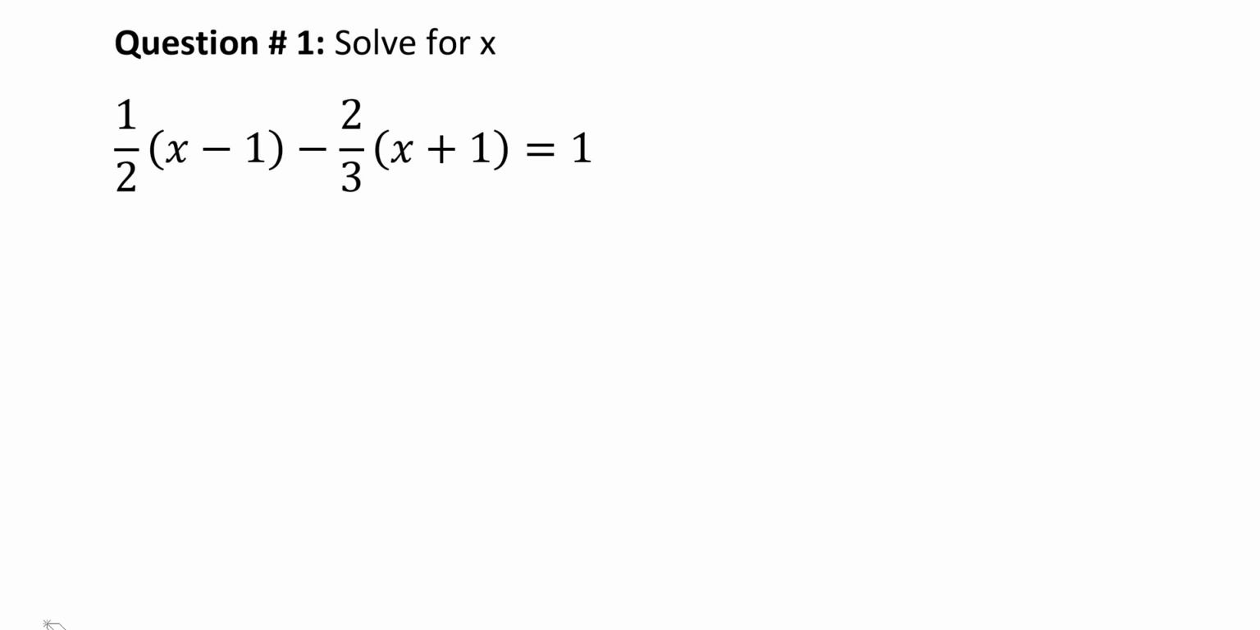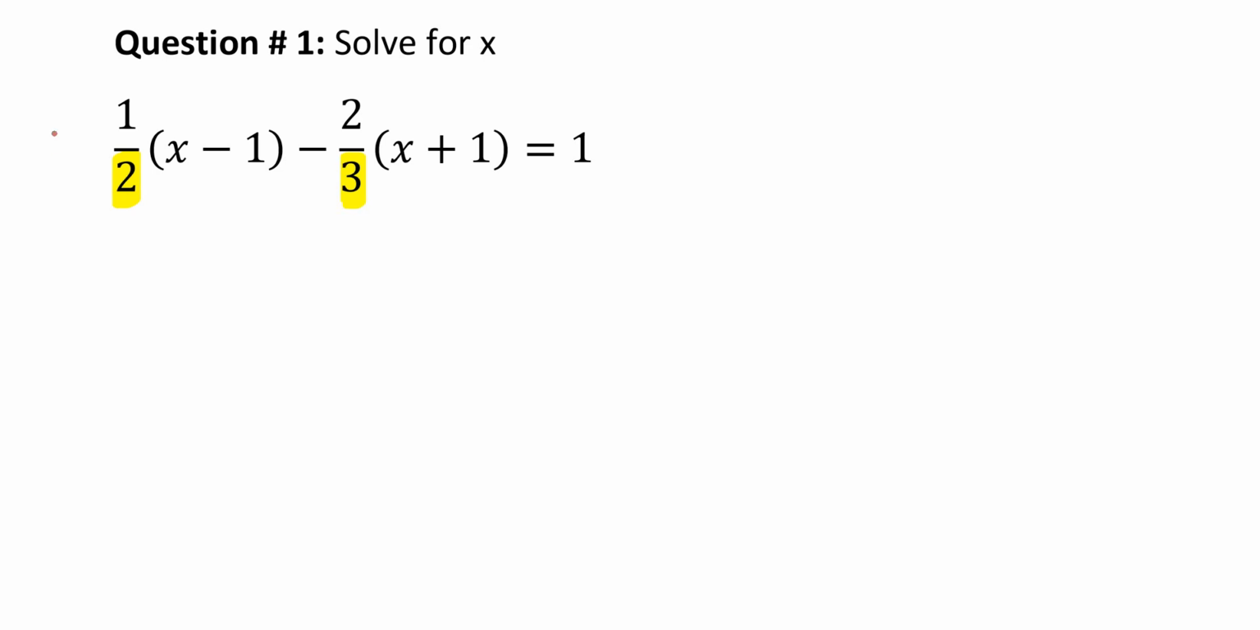For question number 1, we need to solve for x. And for this problem, we notice that we have fractions in the problem. A very good strategy is to remove the fractions, and one way you can remove the fractions is multiplying every single term by the least common multiple. When I talk about the least common multiple, we need to look at the denominators here, the 2 and the 3. And the least common multiple between the 2 and the 3 by inspection is going to be 6.